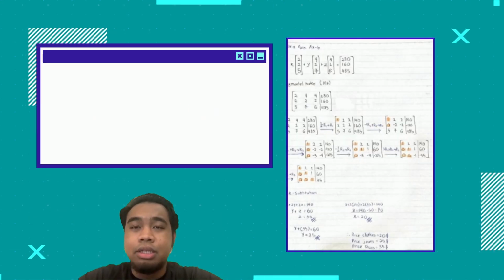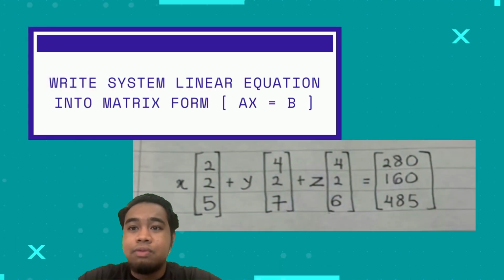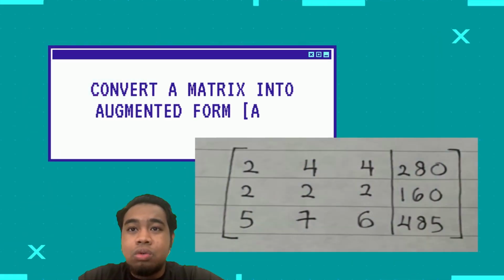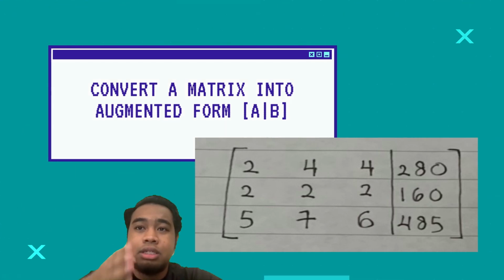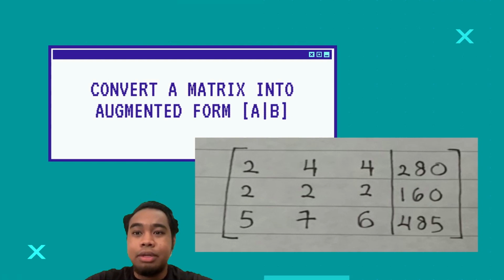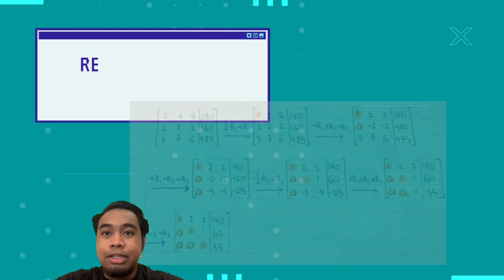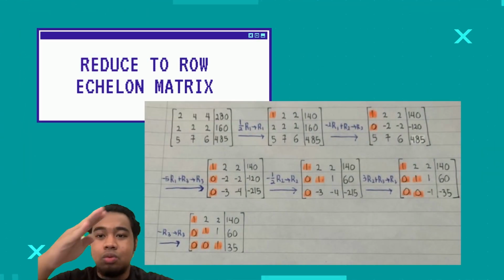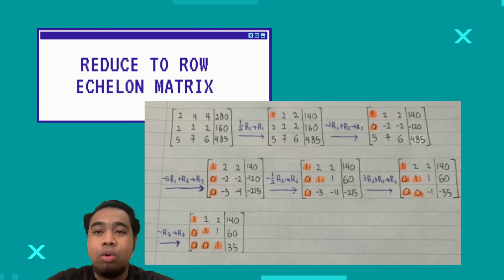The first step is to write the system of linear equations into matrix form, which is AX equal to B. So that's the first step. The second step is to convert the matrix into augmented form, which is [A|B]. This is the augmented form. The third step is we need to reduce to a row echelon matrix, where the diagonal is 1, 1, 1 and below the diagonal, the entries are 0.